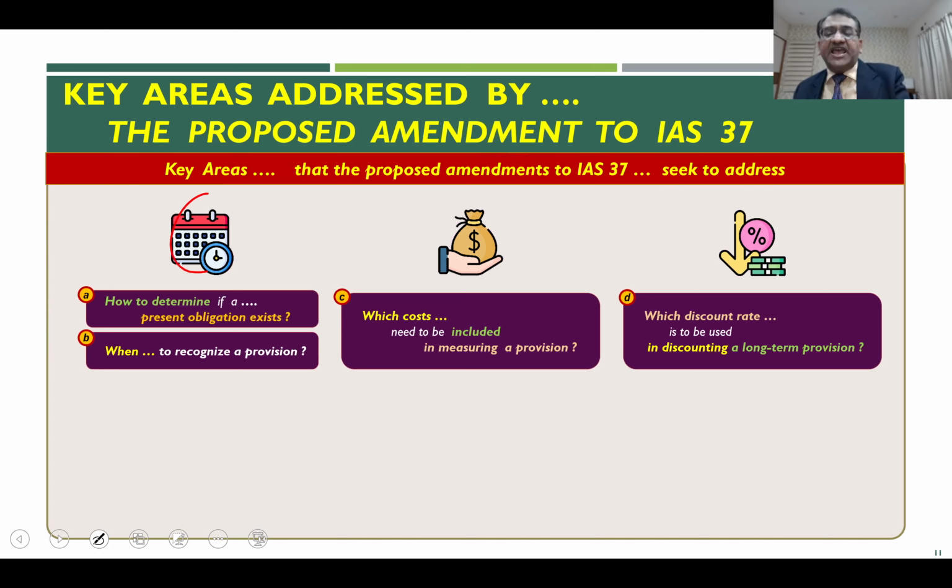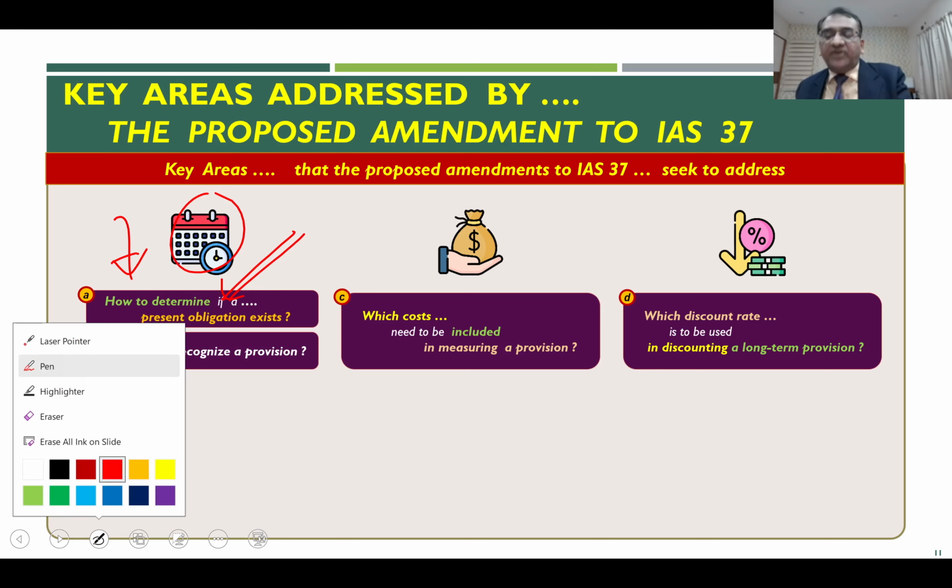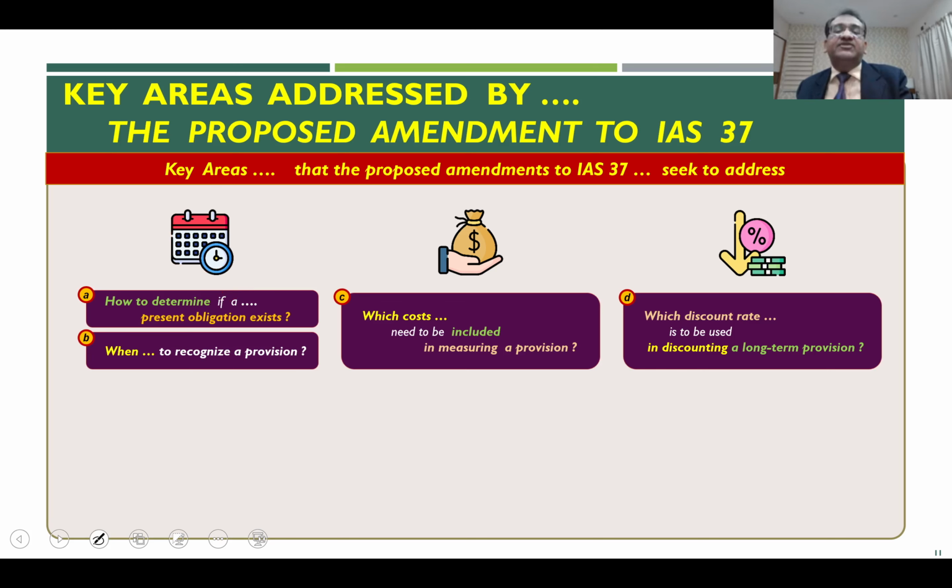So the first key area is, how do you determine if the present obligation exists? In the last couple of slides we saw that present obligation is one of those conditions currently under the standard. So a present obligation should exist arising from a legal or constructive obligation. Now, the proposed amendment actually gives amendments and clarity on how you determine if a present obligation exists and what is the point in time when you should recognize provision.